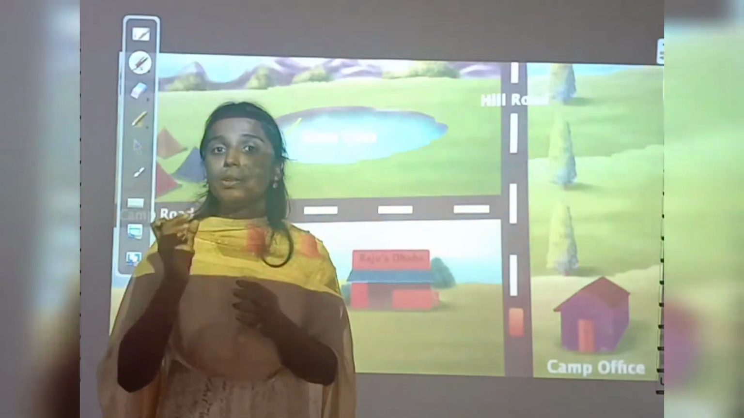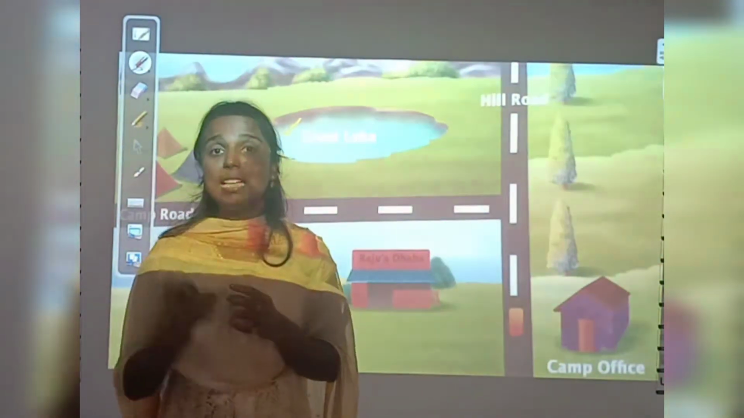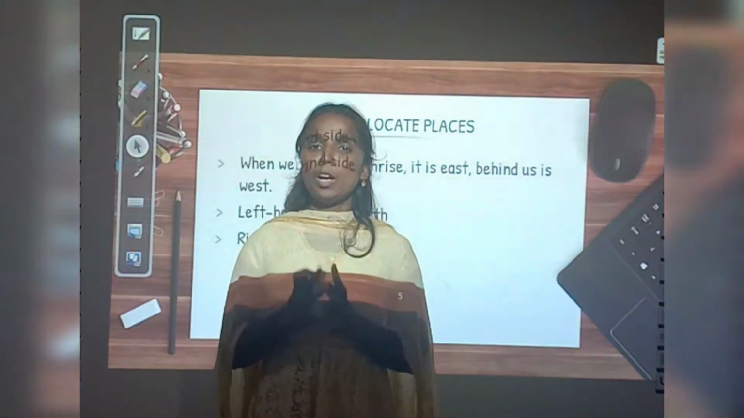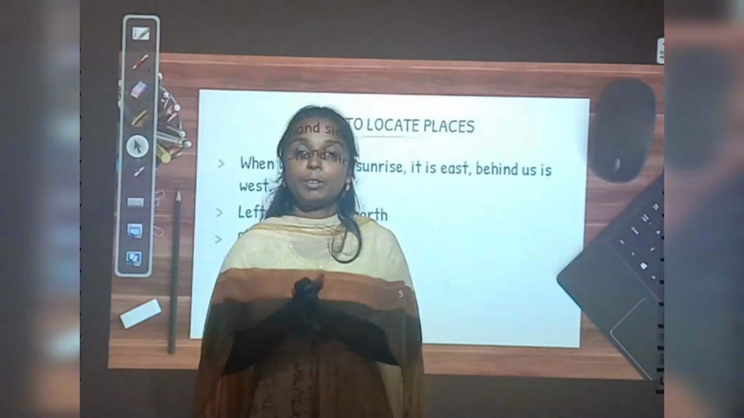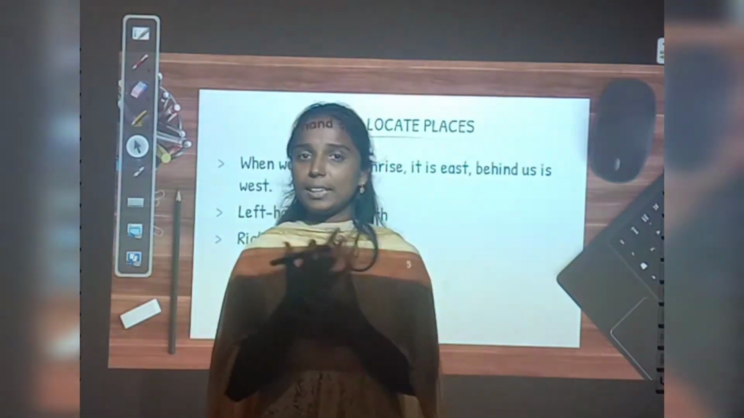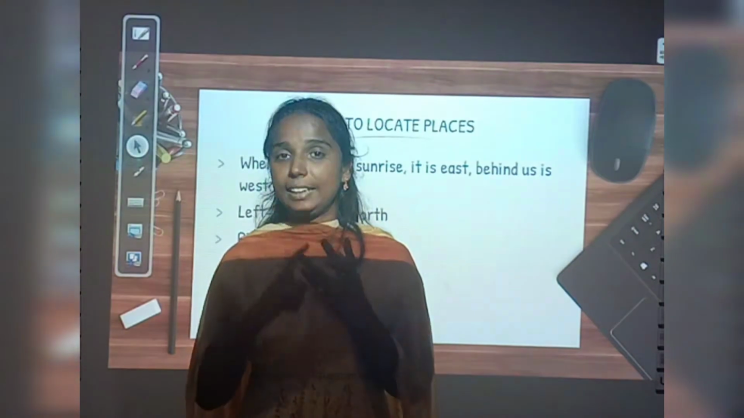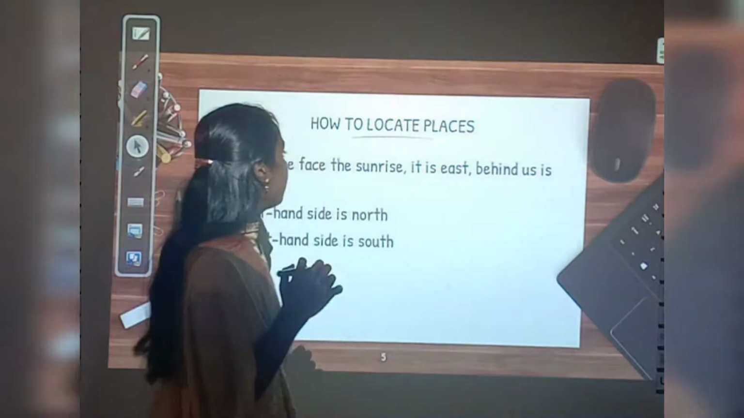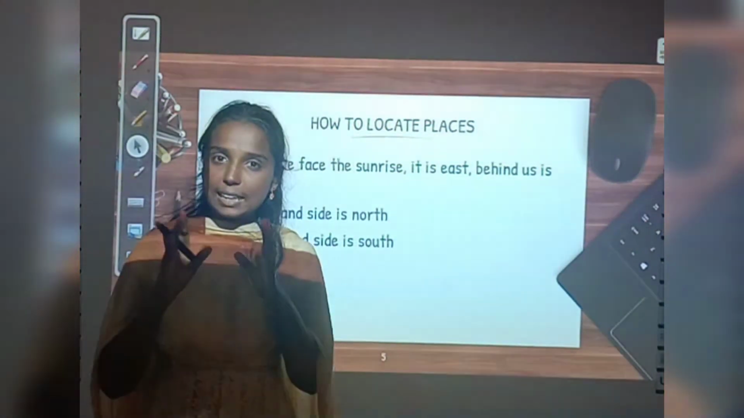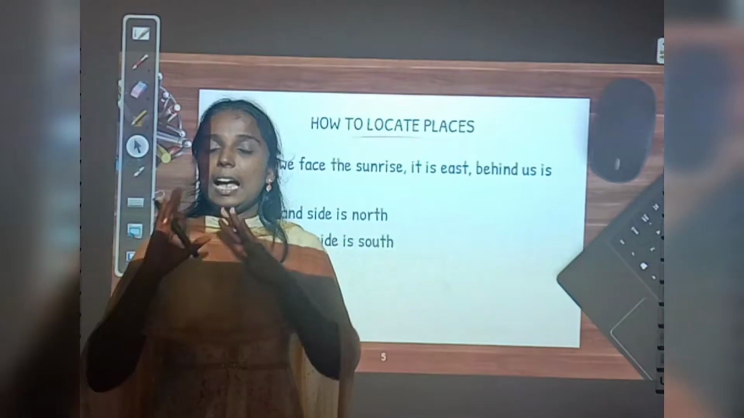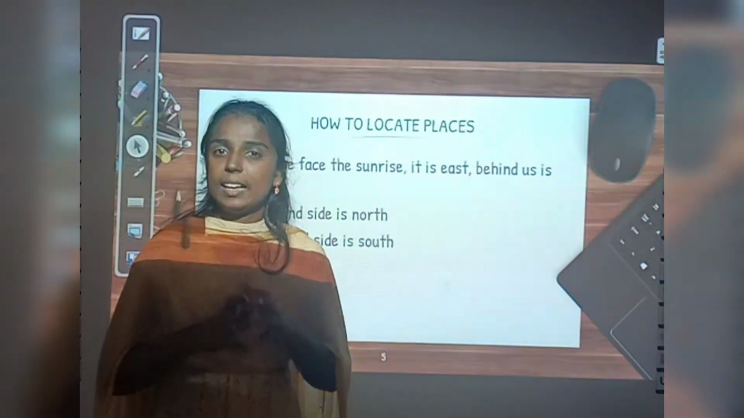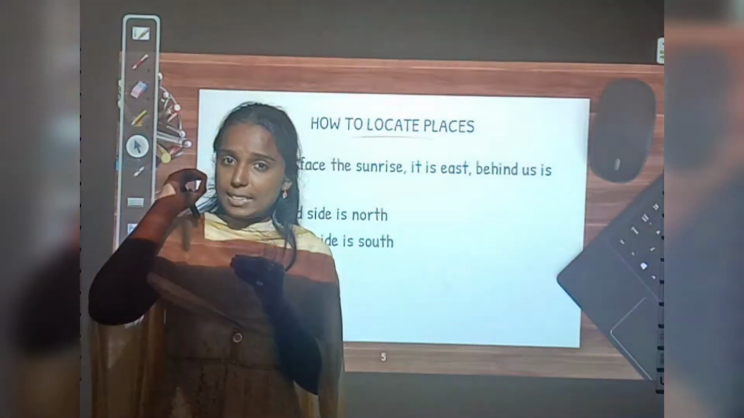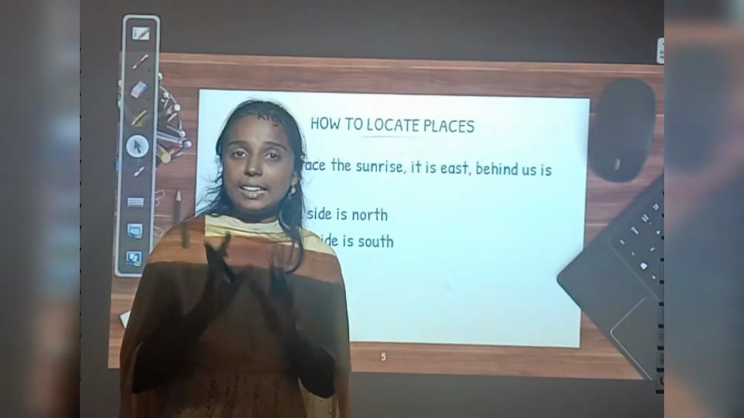In today's class, we are going to learn how we can locate places with the help of the main directions. Now say, what are the main directions we have? North, east, south and west, right? These are the 4 main directions. We know that the sun always rises in which direction? East. And the sun always sets in which direction? West. This never changes. The sun always rises in the east and always sets in the west.